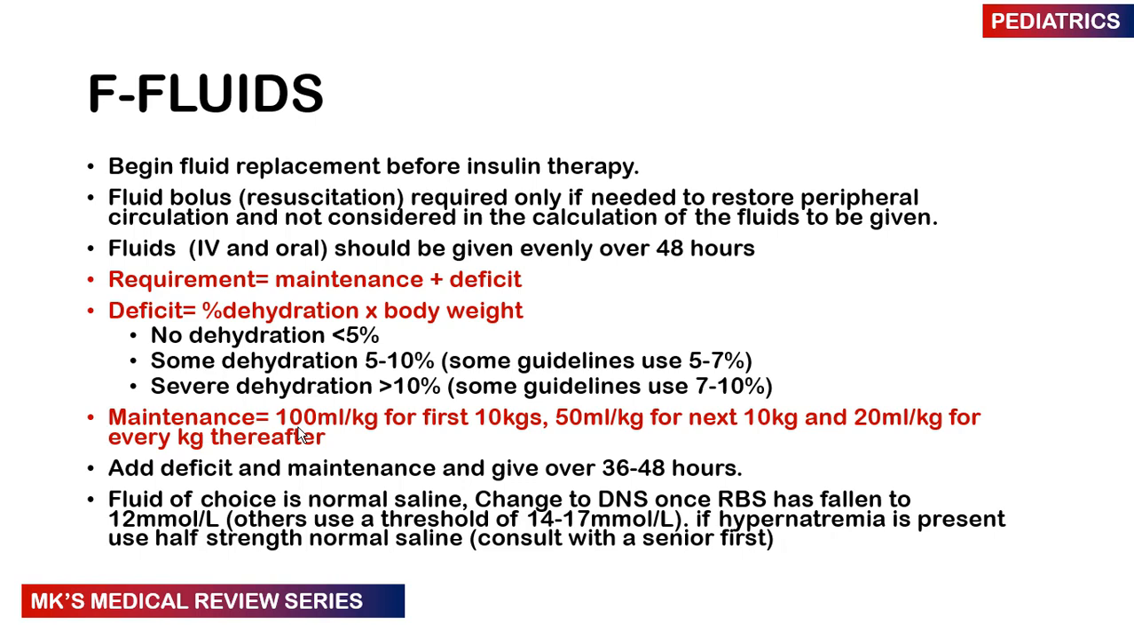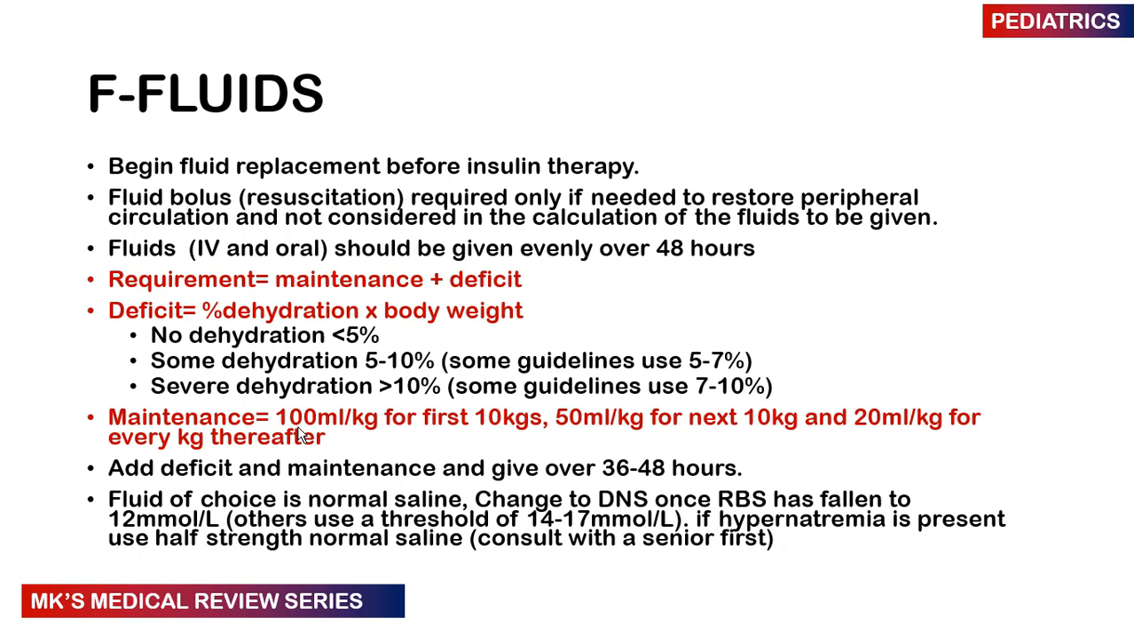So when you assess the child for the signs of dehydration, remember, you could have no dehydration, some dehydration, or severe dehydration. No dehydration meaning that they have lost less than 5% of their body weight. Some dehydration meaning that they've lost 5 to 10% of their body weight. Some books even give you 5 to 7. Severe dehydration, they've lost more than 10%. So some guidelines give you 7 to 10%.